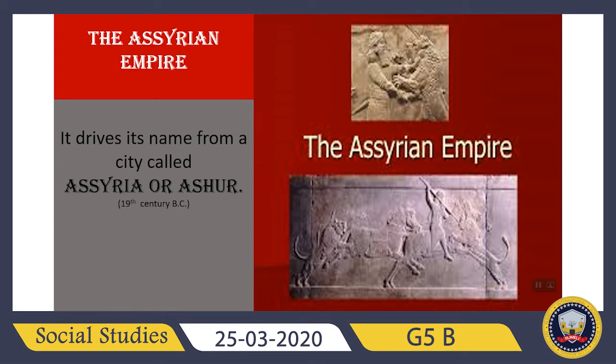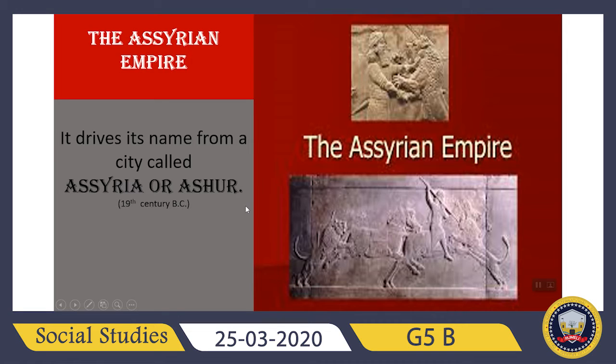So here we go. In our last class we talked about the Babylonians, and today we will learn about the Assyrian Empire. First we will talk about its name. The Assyrian Empire derives its name from a city called Assyria or Ushur. These are the names of the cities, and this empire derived its name from these cities.